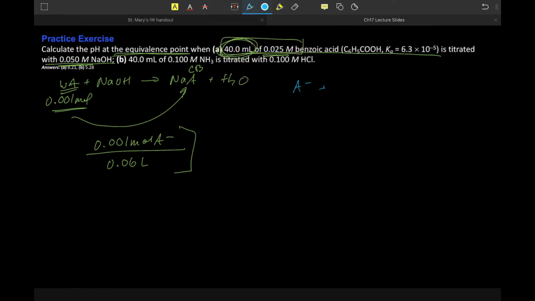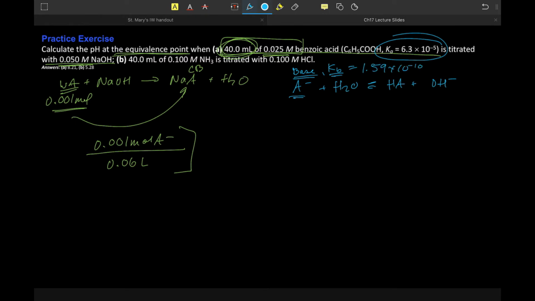So A minus plus water has a tendency to form HA plus hydroxide ion, right? Now, since this is functioning, and sometimes it helps to label this, right? This is functioning as a base in this case, right? We need a Kb value for A minus, which is going to be equal to, right, we're just going to use our Kw and our Ka to figure out our Kb, correct? All right, so let's go ahead and do that real quick.